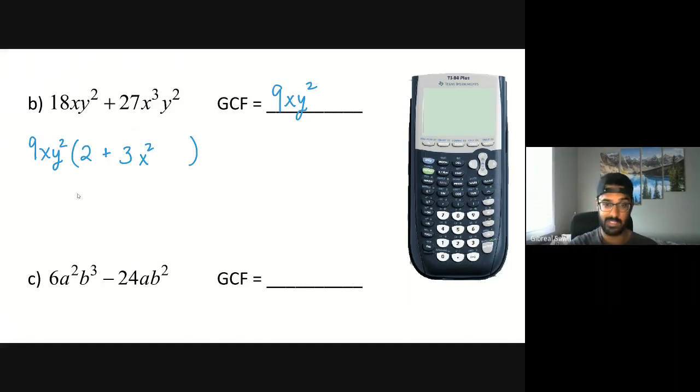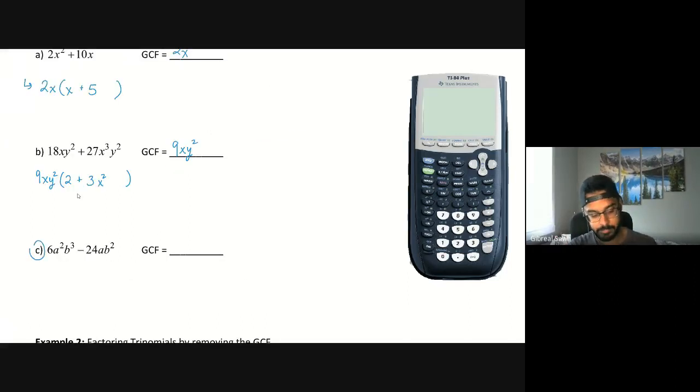You'll do the exact same thing. Maybe I'll leave c for you. You can try that one. It's got a negative sign, so just be careful when you go to factor things. But you can compare it to the answer key and see how you did.